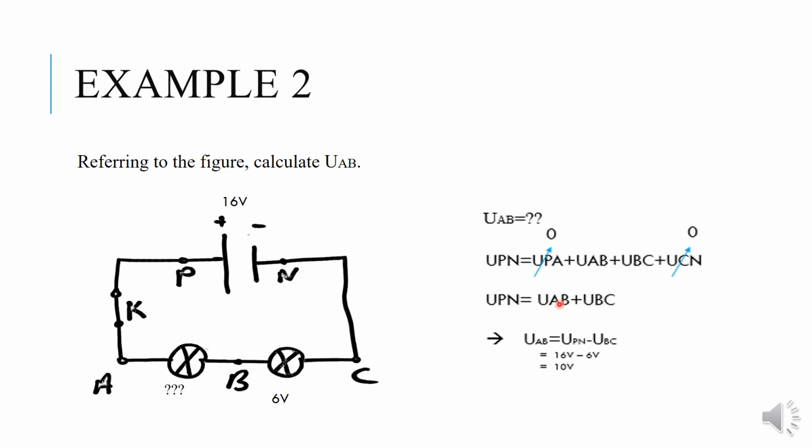We have to calculate UAB. So UAB equals UPN minus UBC. 16 volts minus 6 volts equals 10 volts. If you add the voltage across AB and the voltage across BC, you will get the voltage across the battery, which is 16 volts. 10 plus 6 equals 16.